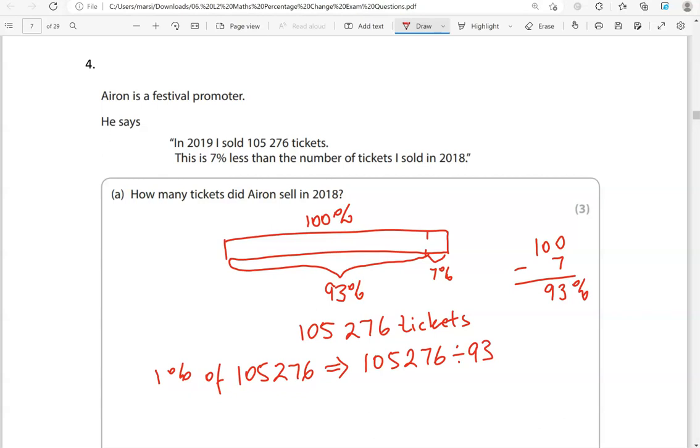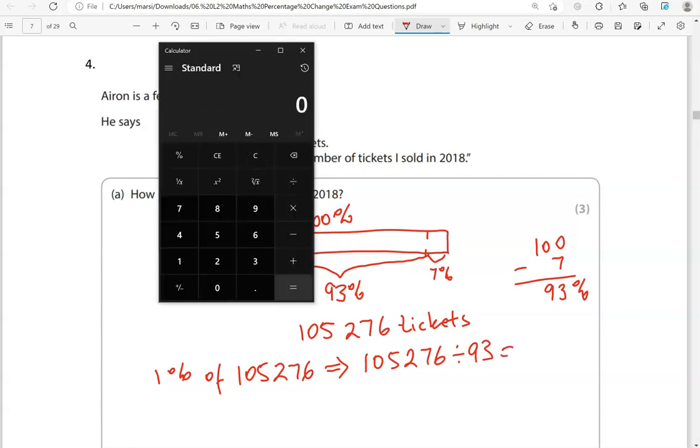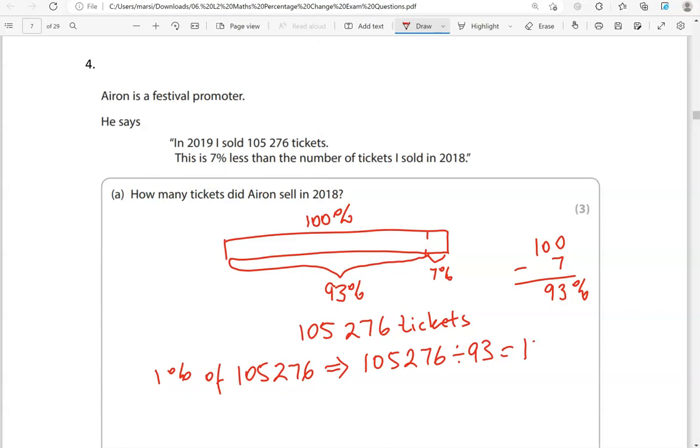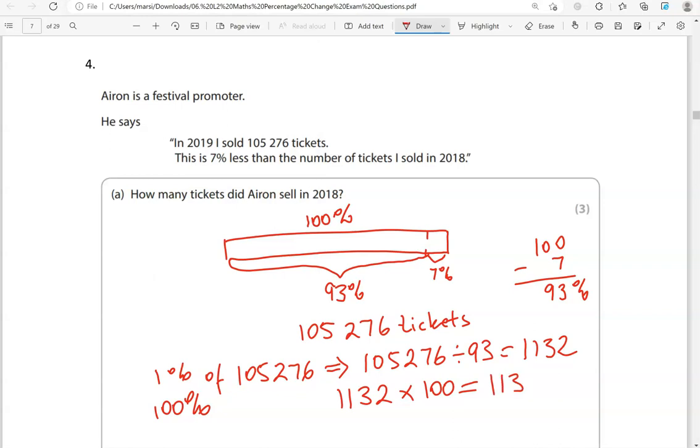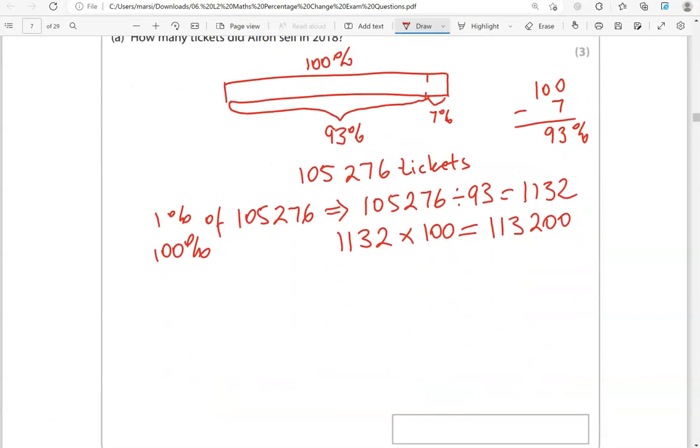We need just 1%. So using the calculator, we'll go 105,276 divided by 93 gives us 1,132. So that's 1%. Now 100% will be 1,132 times 100, which is 113,200. So we've got the 2019 number of tickets.